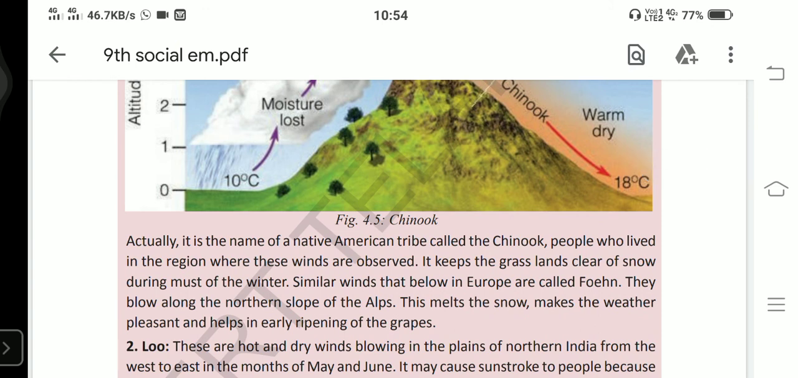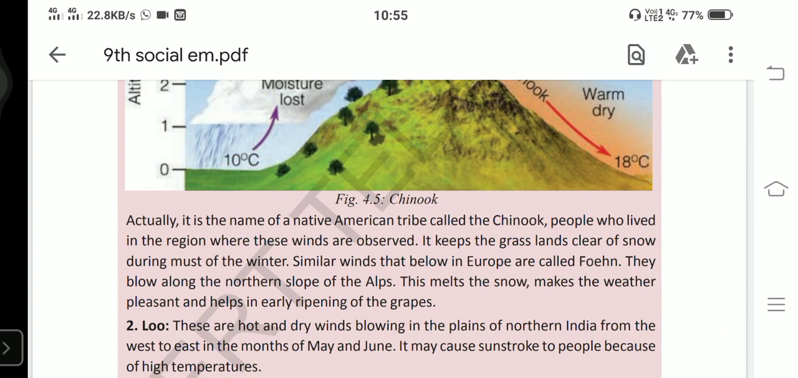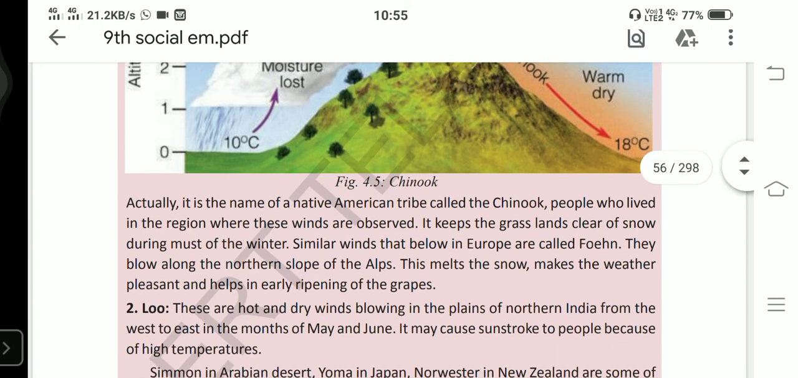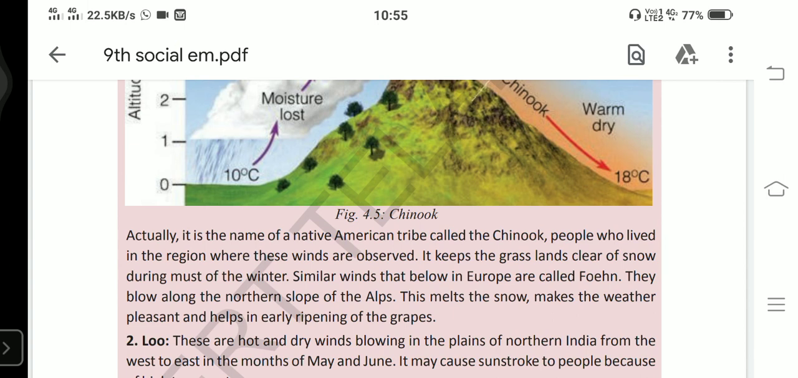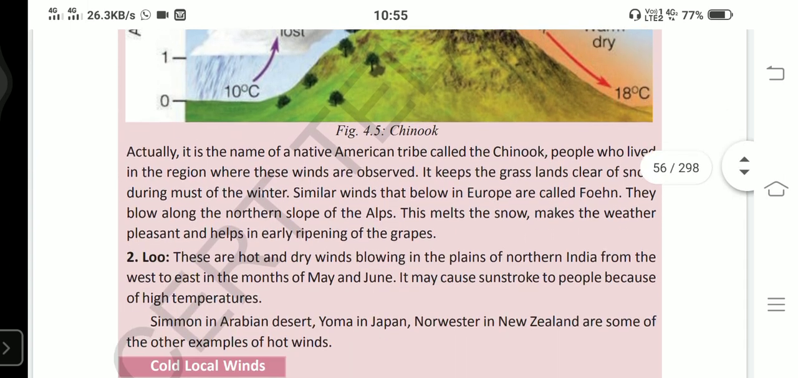If snowfall takes place in Europe, that would disturb the ripening of the grapes. So these hot winds form as they blow down the slope of the Alps. They remove the snow and keep the weather pleasant, suitable for the ripening of grapes. So Fohn is a hot wind blowing in Europe. Then Chinook is a hot wind blowing in the USA and Canada, at the Rocky Mountains.